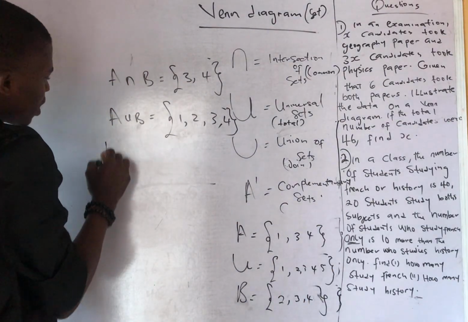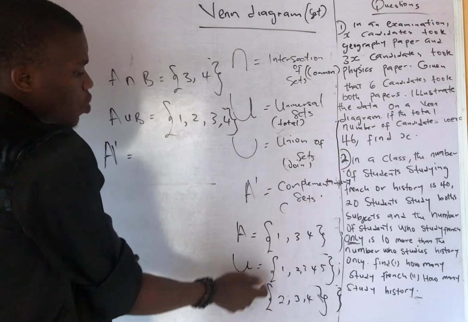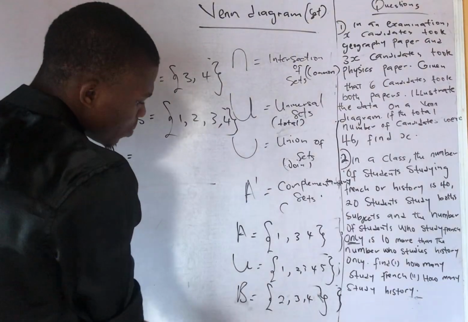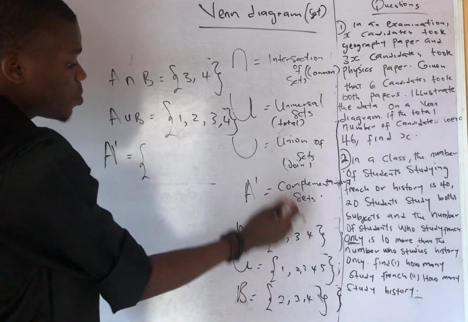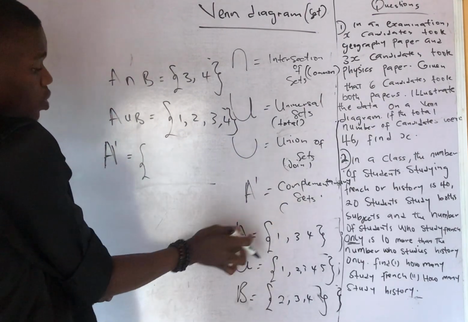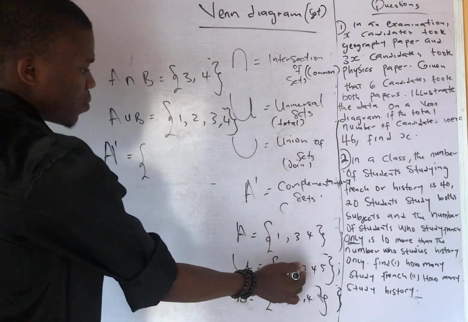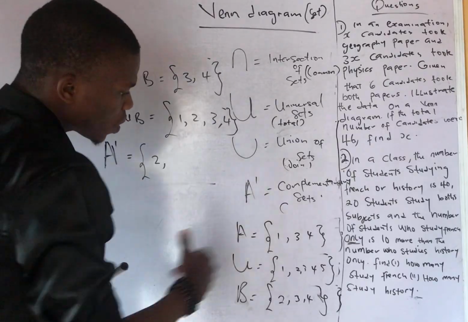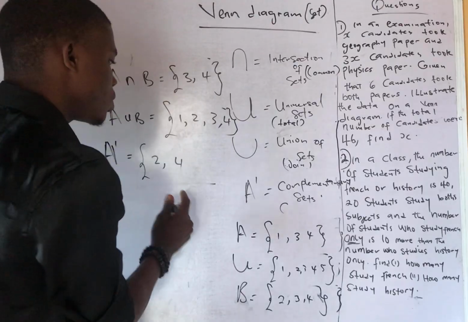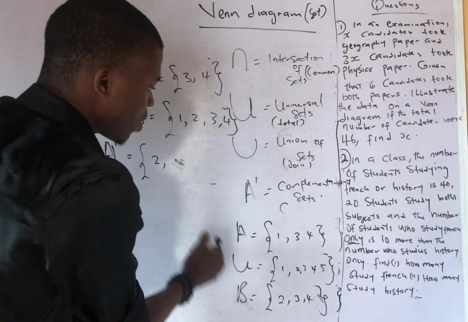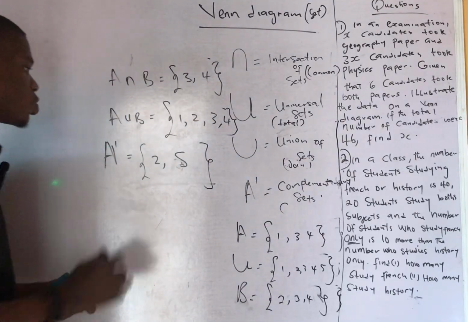Then we now have A prime. Now A prime is actually the elements that are in the union set that are not in A. Same thing. Now what is not common there? We have two, we now have four. No, four is common, it is not part. Then we have five. So that's the complement of A.